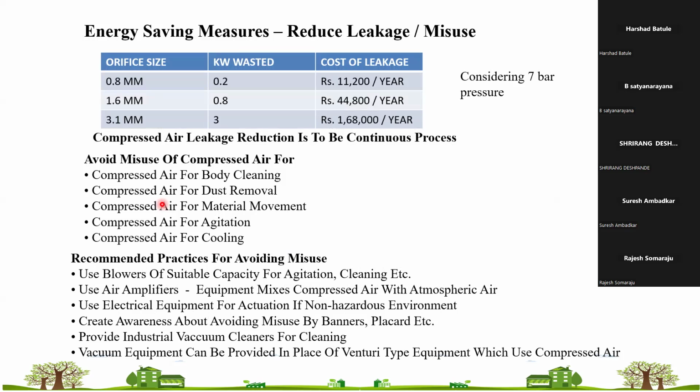Then for any air leakage, let's say 0.8 mm orifice size, you are wasting 0.2 kilowatt, and the cost of leakage is around 11,000 rupees. In a year, you are wasting 11,000 rupees on a 0.8 mm leakage. So leakage reduction has to be a continual process. This has to be a culture in any factory.